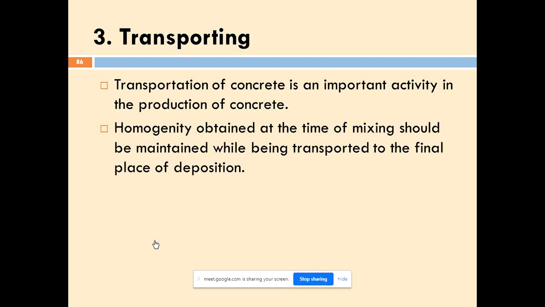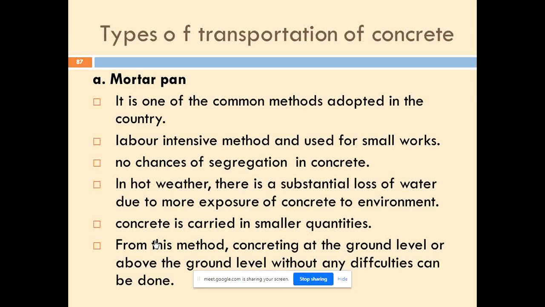The next step has to follow that homogeneous concrete while transporting also from one place to another place. So transportation of concrete is an important activity in the production of concrete, because whatever homogeneity is obtained at the time of mixing, even at the time of transporting the concrete, the homogeneity should not be lost. The homogeneity we obtain from mixing should be the same even while transporting to the place where we need it. So there are different types of transportation of concrete.